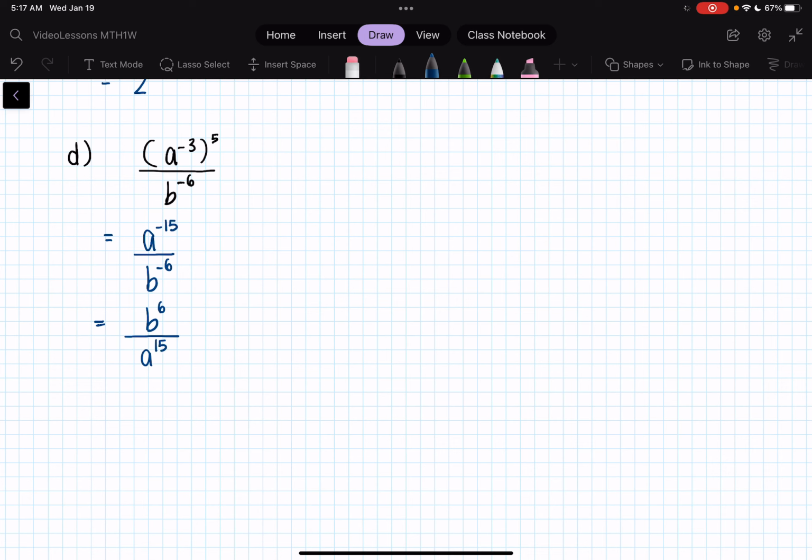We can't simplify this any further because this is not same base division. It's a division, and we have exponents, but it's not same base, so we can't do anything there.